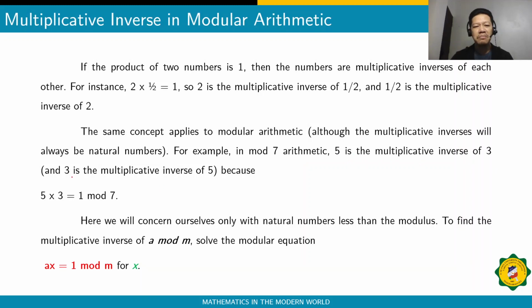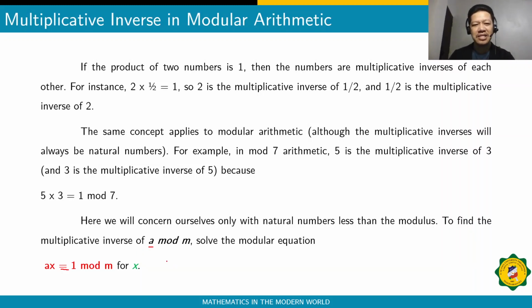Why? Because when you multiply 5 and 3, that gives you 15. And if you get the modulo 7 of 15, that gives you 1. Still remember that modulo means remainder. So 15 modulo 7 gives you 1. Here we will concern ourselves only with natural numbers less than the modulus. To find the multiplicative inverse of a mod m, solve the modular equation ax is congruent to 1 mod m for x. So you're going to find x such that when you multiply it with the given a, the answer will be 1.